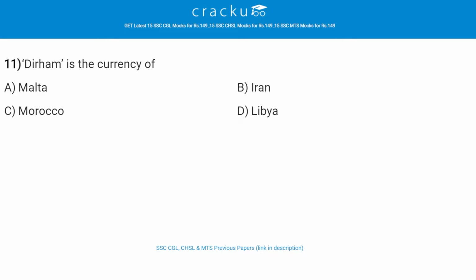Dirham is the currency of Morocco, the C option. The United Arab Emirates is also known simply as the UAE. The Emirati Dirham is the currency of the United Arab Emirates, and the dirham is subdivided into 100 fils.